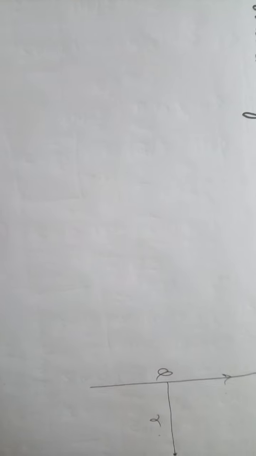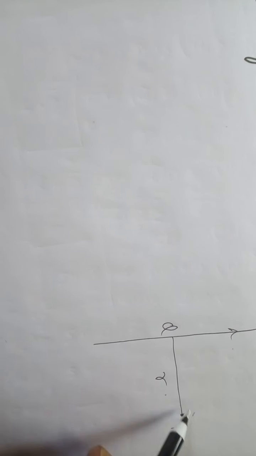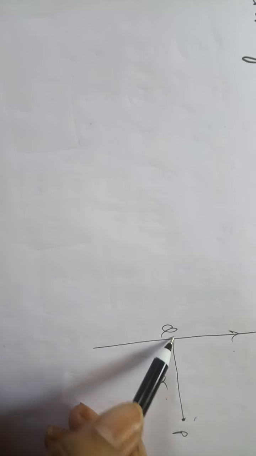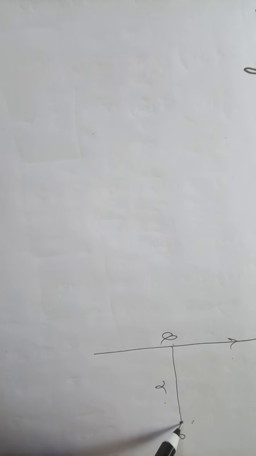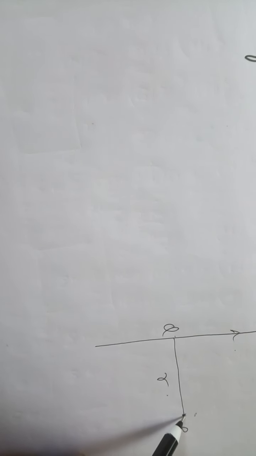So let us just assume we have taken this as the conductor. Let P be a point, and P is at a distance R from the wire, and this is the point Q. This is at a distance R from the wire where the magnetic field is to be determined. The magnetic field is to be determined at the point P.